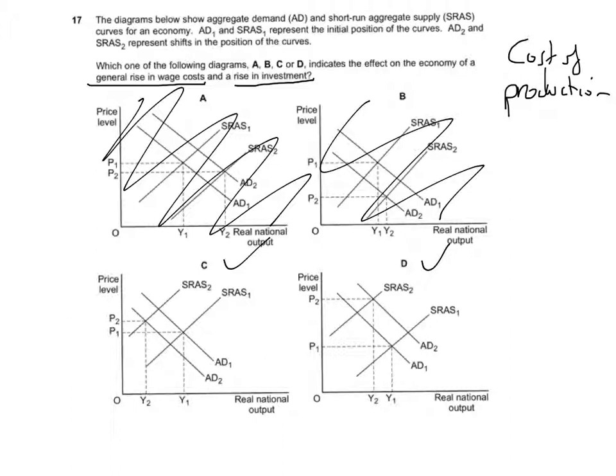And the second thing is there's been a rise in investment. Now that is obviously because of C plus I plus G plus X minus M is going to make AD go up. So the answer's got to be D because AD's gone to the right and then C is wrong.